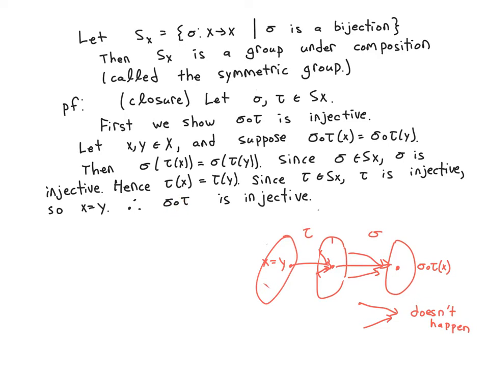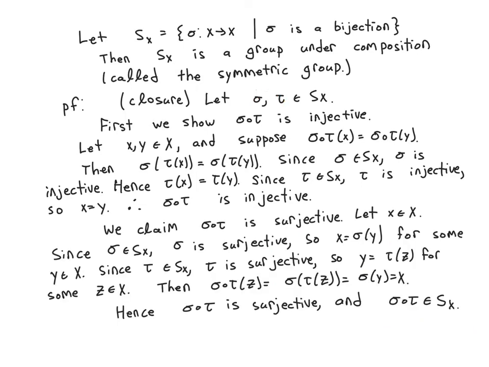Notice this actually tells you the fact that we normally state in Math 3350, if sigma and tau are injective, then so is their composition. And the way that argument is actually set up, these functions don't all have to have the same domain and codomain either. Now we claim that sigma composed with tau is surjective.